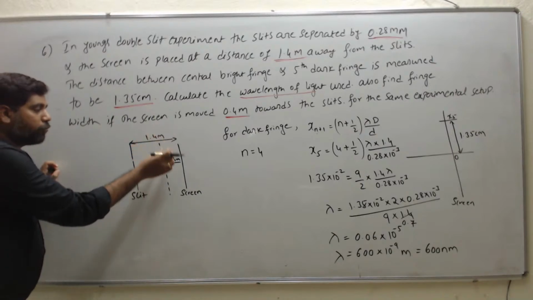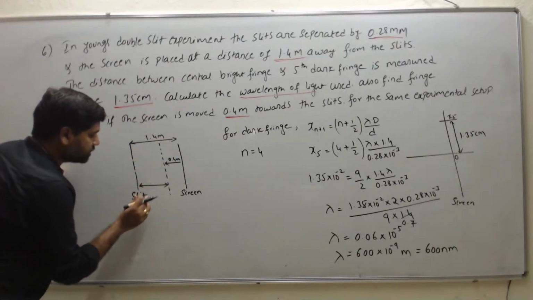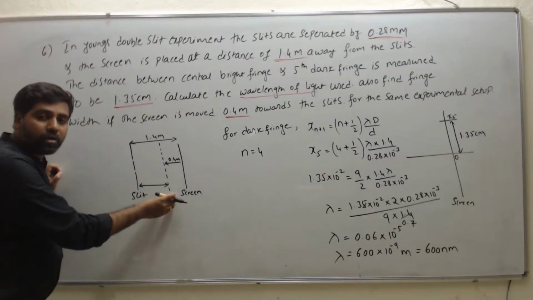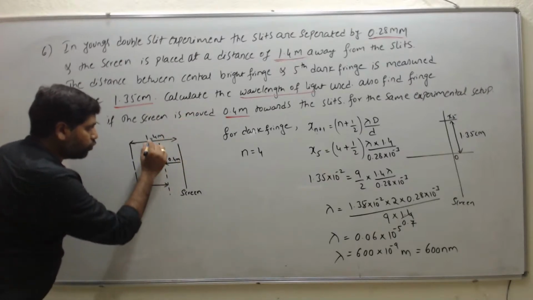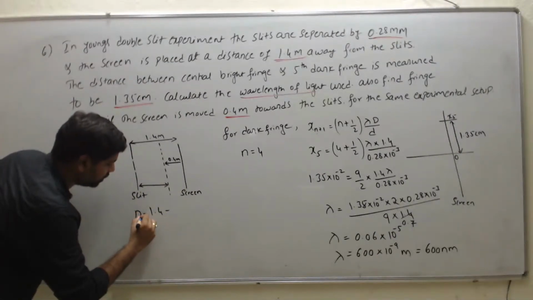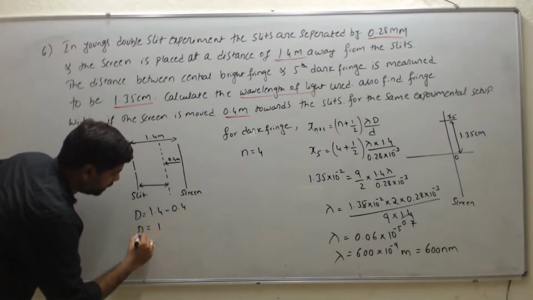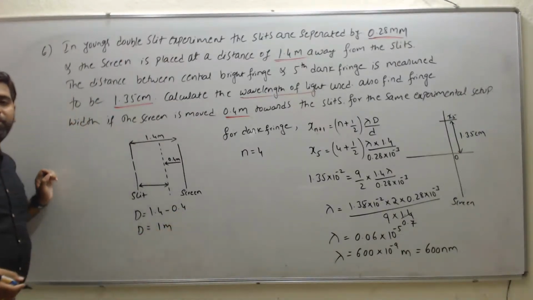So that is 1.4 meter minus 0.4 meter. Then we get the distance between the slit and the screen for the second case. That is D is equals to 1.4 minus 0.4. That is D is equals to 1 meter.